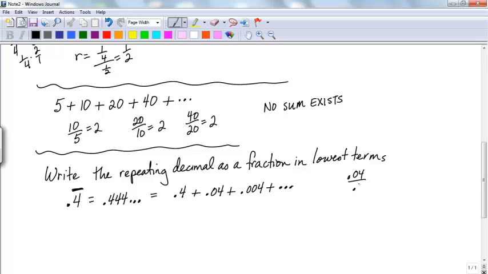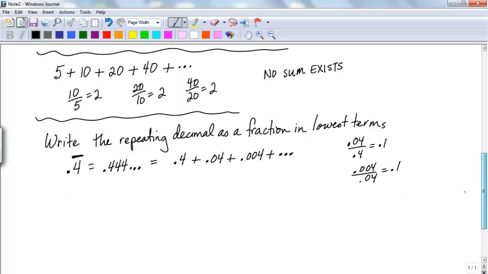If you divide 0.04 by 0.4, you get 1/10. If you take 0.004 divided by 0.04, you get 1/10. The common ratio is 1/10, so the absolute value of r is less than 1, so yes, you can find the sum. So S equals a over 1 minus r. So a would be 0.4, the r would be 0.1, so you get 0.4 divided by 0.9.